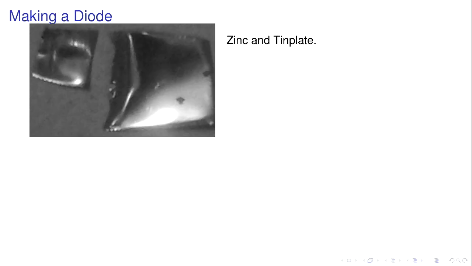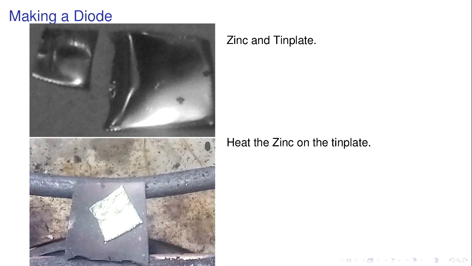Then cut yourself a piece of the zinc and a piece of the tin plate. Use the tin plate as a baking tray. Put the zinc on top of it. Stick that on your barbecue and heat it up. As it heats up, it'll melt. It melts at a fairly low temperature. And after it's melted, it'll start changing color. And it'll get to a sort of bright greeny yellow color. That's when you stop. You hold it there for 30 seconds or so and then turn it off and let it cool. If you're lucky, the zinc will have bonded onto the tin plate.